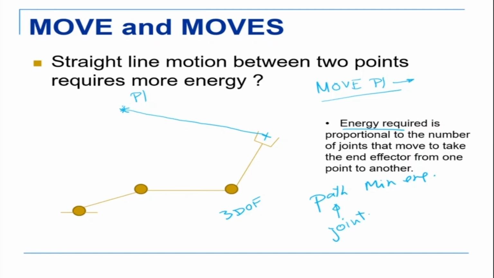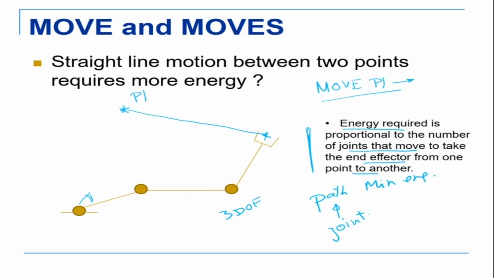Energy requirement is proportional to the number of joints that move to take the end effector from one point to another. So it basically means that it will move the smallest number of joints so that it takes the end effector from this point to that point. If only one joint is enough, it will move only one joint. This is also called the least motion norm.